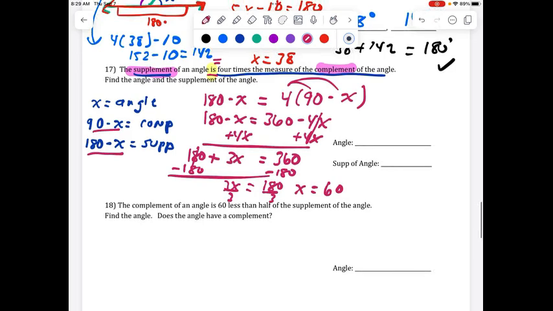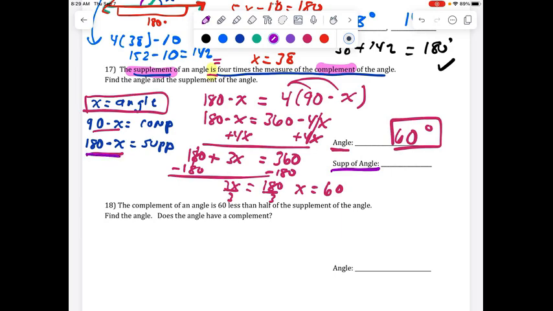Now, at the beginning of the problem, we said that x is my angle. So if I'm asking for my angle, that answer is 60 degrees. If I'm asking for the supplement of my angle, supplement means adds up to 180 degrees. So the supplement would be 180 minus the answer that I just found. So this answer would be 120 degrees.